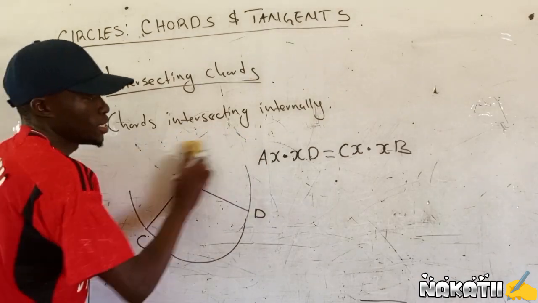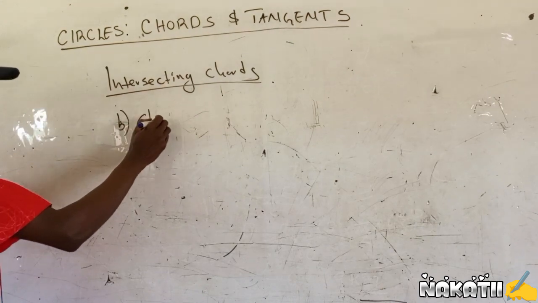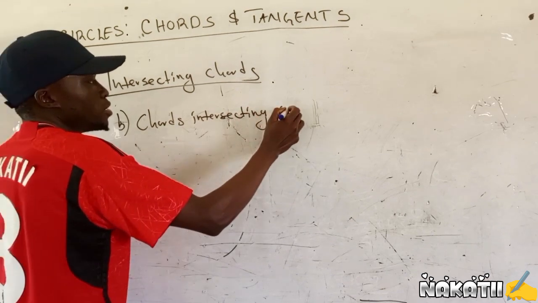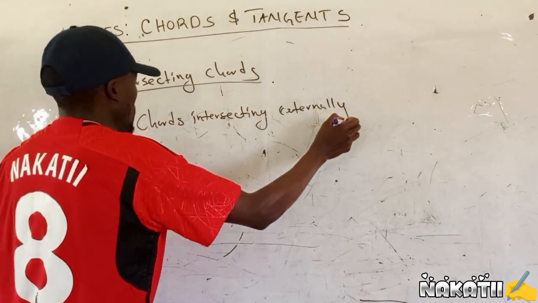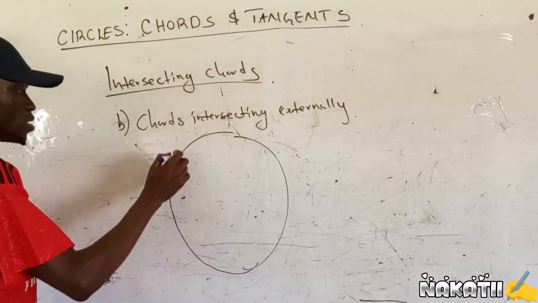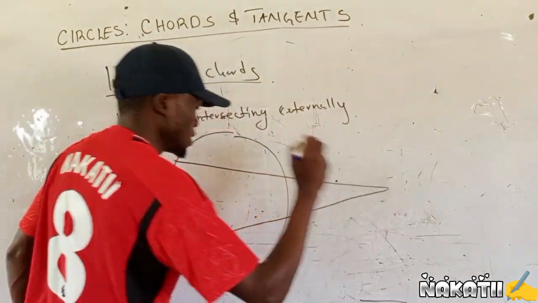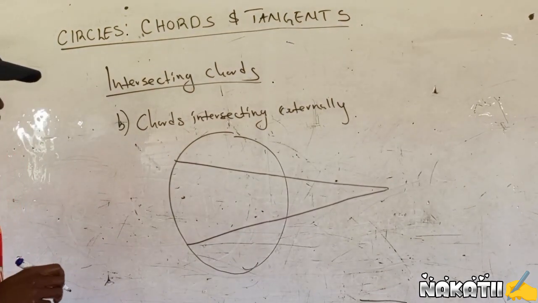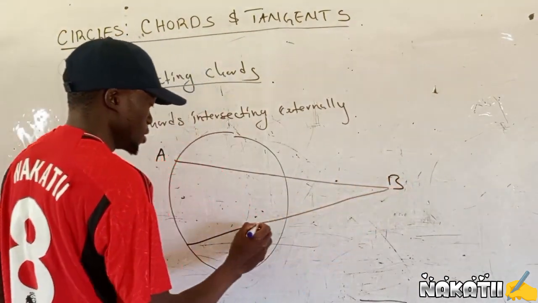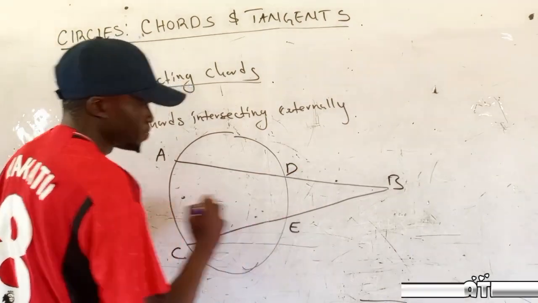What about chords intersecting externally? We have chords intersecting externally. Again, consider this circle here, like this. If you have two chords that intersect externally that way, let's say this is A, this is B, this is C, and this is D, and this is E.